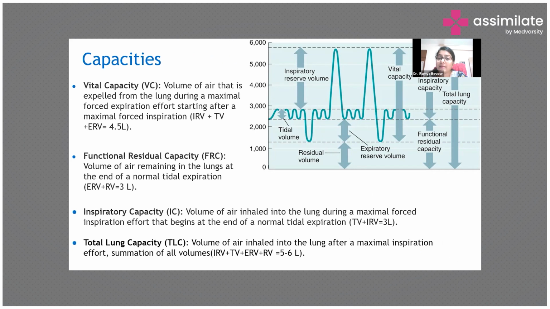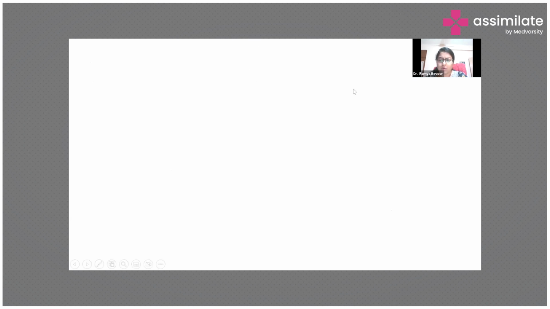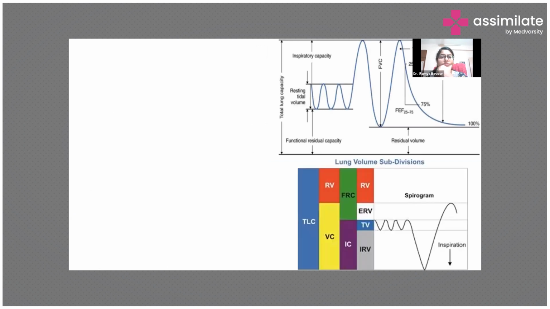And then we also have the inspiratory capacity and the expiratory capacity. Basically, inspiratory capacity is the volume of air that is inhaled into the lung during a maximum forced inspiration effort that begins at the end of a normal tidal expiration, which is tidal volume plus IRV, and comes up to 3 liters. And all of these put together is known as the total lung capacity. So tidal volume, inspiratory reserve volume, expiratory reserve volume, and the residual volume, which is around 5 to 6 liters. So that is the entire capacity of a lung. So these are some of the volumes.